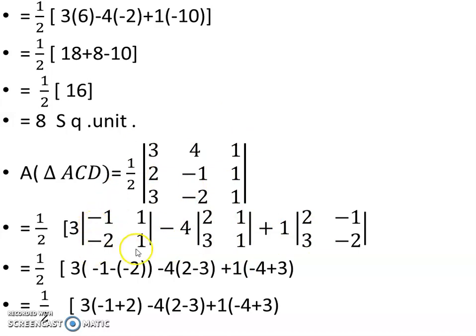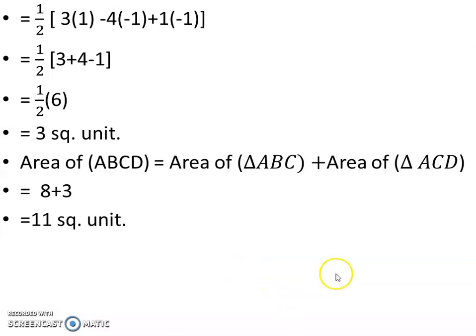So we simplify: minus 1 into 1 is minus 1, minus 2 into 1 is minus of minus 2. Minus 4 remains the same, 2 into 1 is 2, 3 into 1 is minus 3. Plus 1 remains the same, 2 into minus 2 is minus 4, 3 into minus 1 is plus 3. Minus 1 minus of minus 2 is minus 1 plus 2, 2 minus 3 remains the same, plus 1 times minus 4 plus 3 I keep the same. Now I do the simplification.